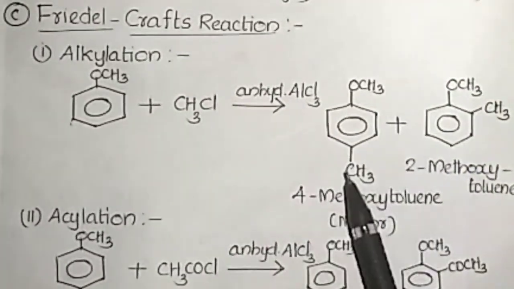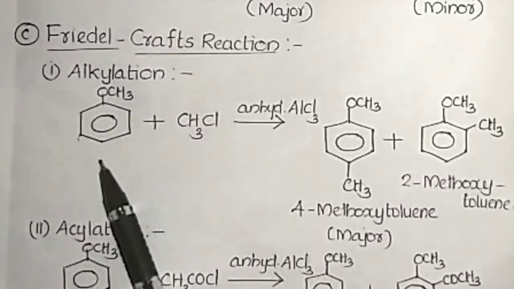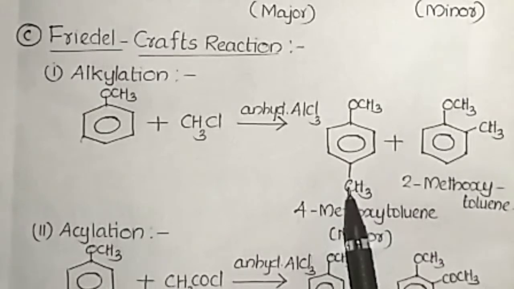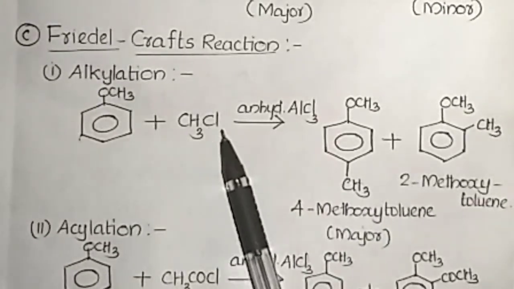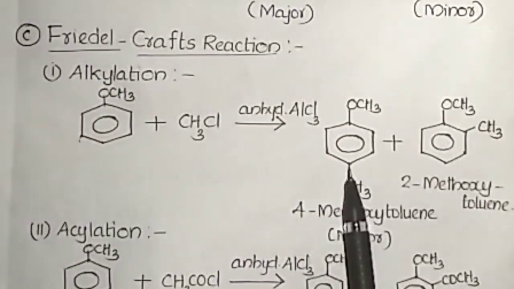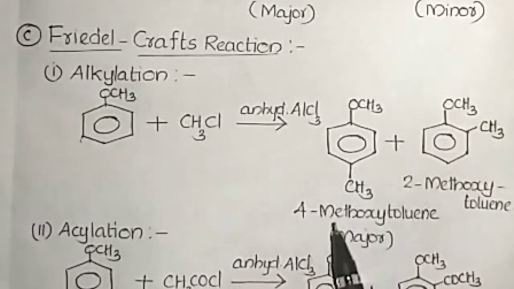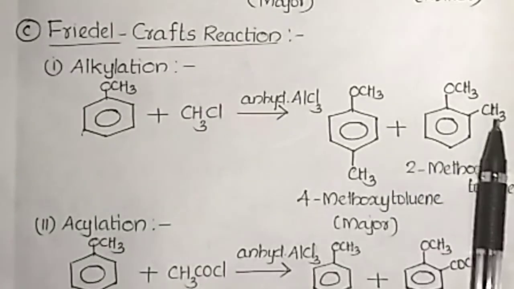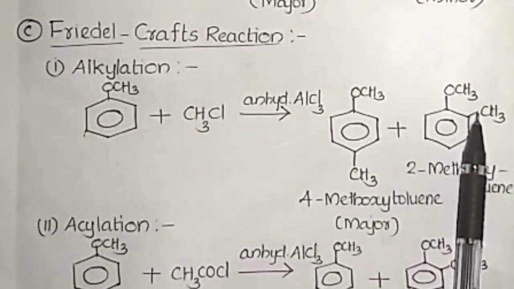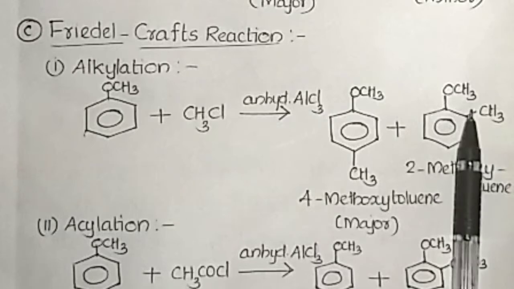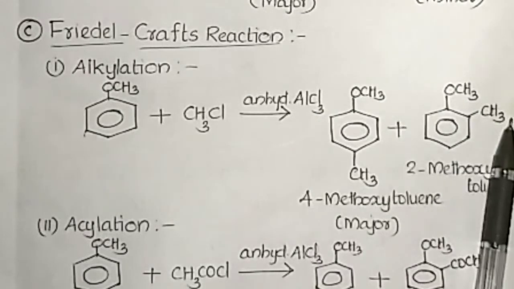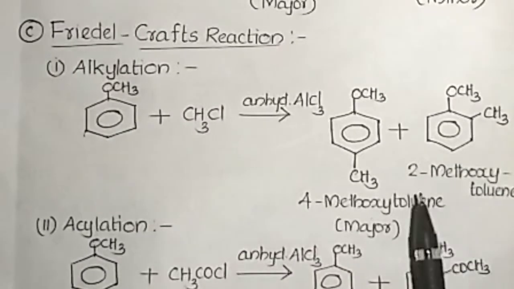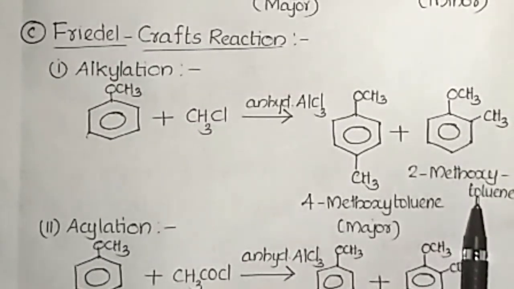Here methyl chloride goes to the para position. A hydrogen atom is present, which combines with the Cl to form HCl, which is eliminated. The remaining CH3 group is attached there, and we get 4-methoxytoluene. The CH3Cl also goes to the ortho position. There one hydrogen atom combines with the Cl to form HCl, which is eliminated, the remaining CH3 is attached, and we get 2-methoxytoluene.